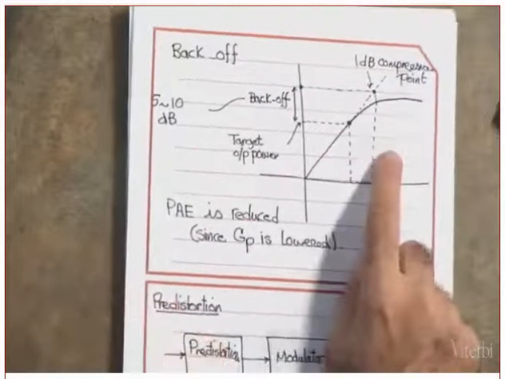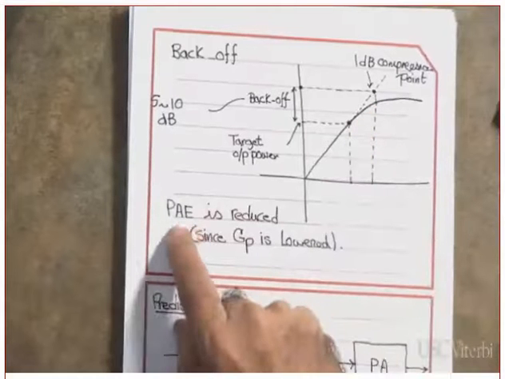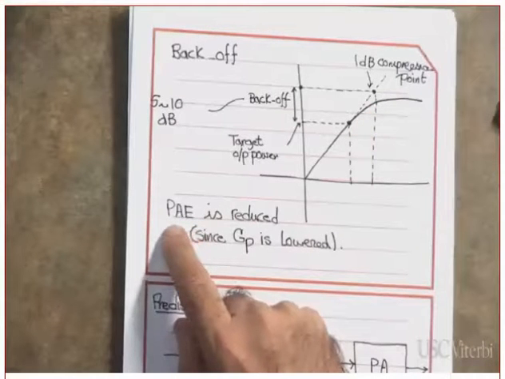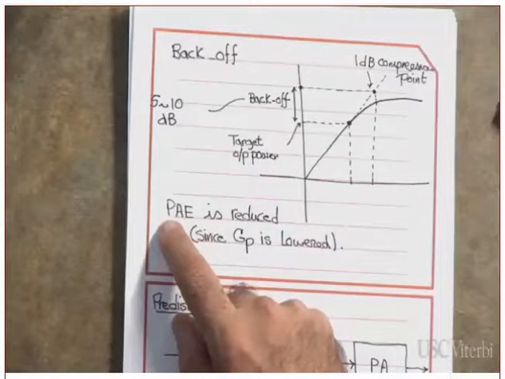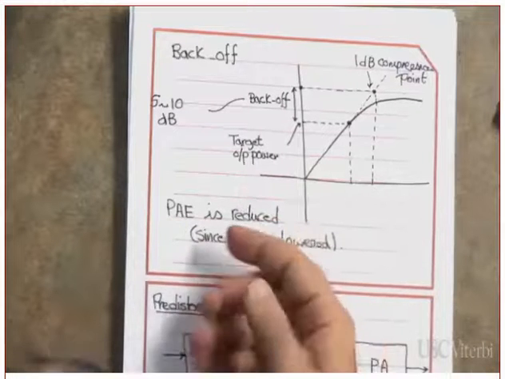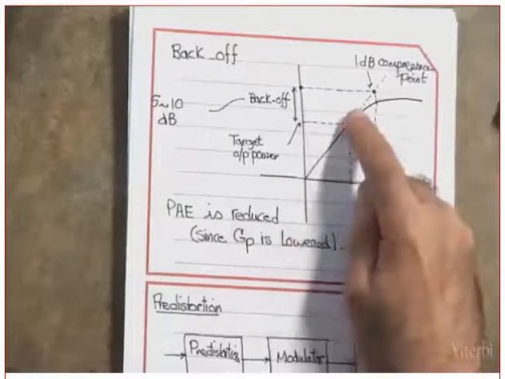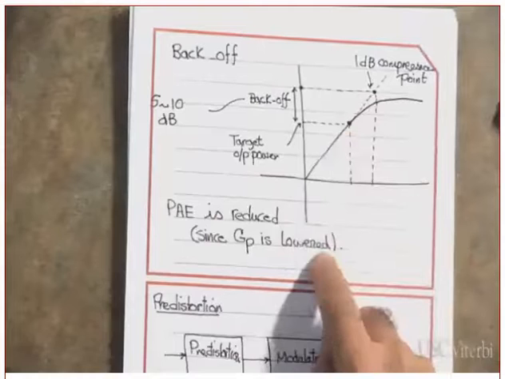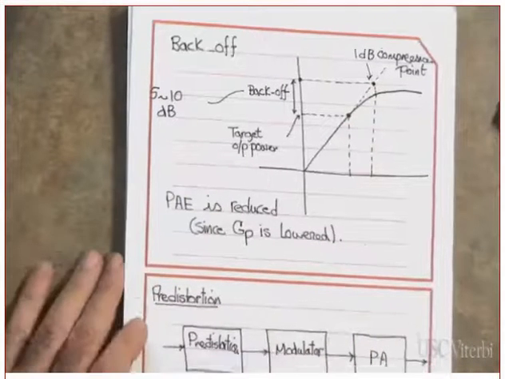Clear? When I move this one to here, what will suffer? The power added efficiency. Let's see if you still remember. The power added efficiency is the drain efficiency times 1 minus the gain. Oh, sorry, 1 over the gain. The gain will be lowered when you come in here, so this term will be lower. Okay, that's the price you pay.